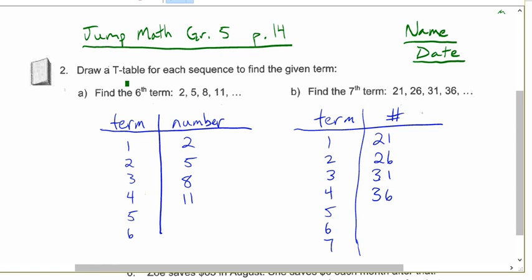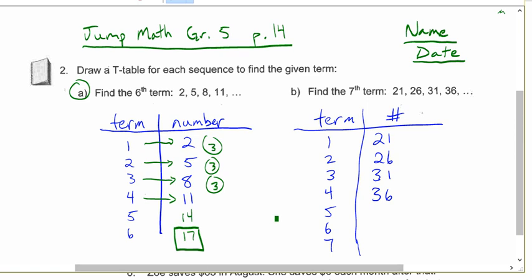Well, for number 2, it says draw a t-table for each sequence to find the given term. And so A says find the sixth term in 2, 5, 8, 11. So I've already drawn the t-table for us here, and I've gone up to the sixth term. And one of the keys for drawing t-tables on your own, you must make sure you line up your left and right on this. So make sure you're keeping track that you're actually keeping those paired, okay? So we'll notice that the gap here happens to be 3 for each of these. And so we continue that pattern, go up by 3. So this is 14 and 17. So in this case, 17 is my solution. The sixth term is 17.